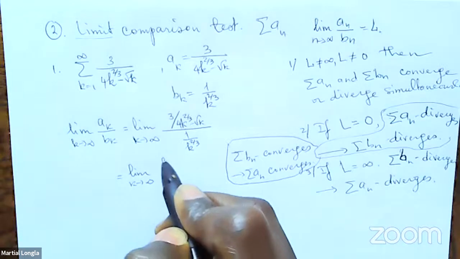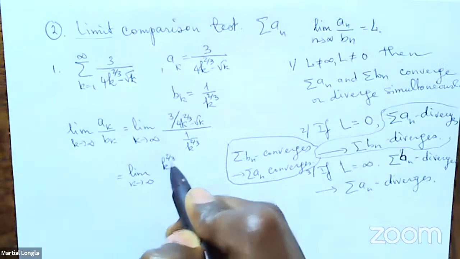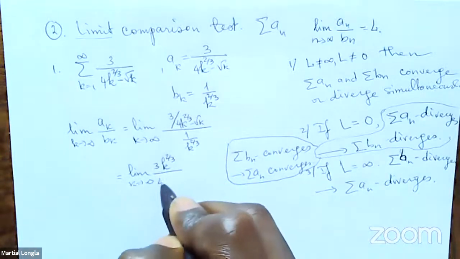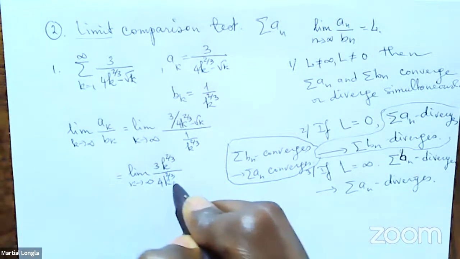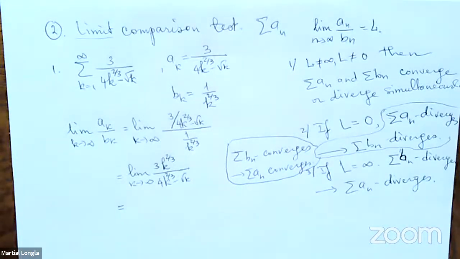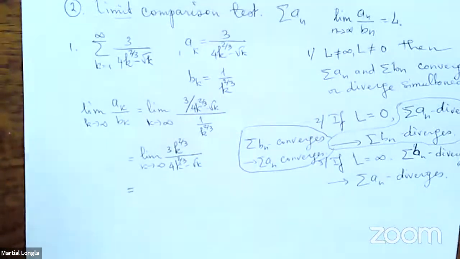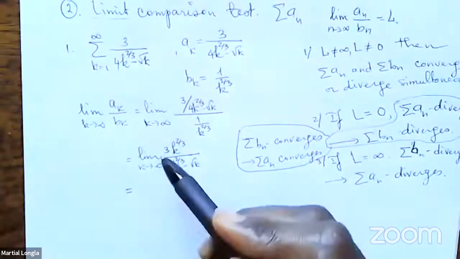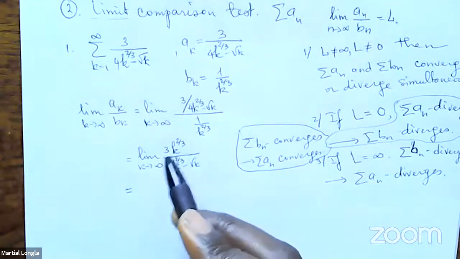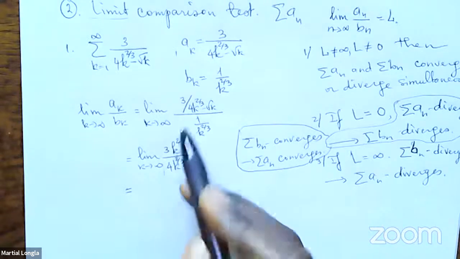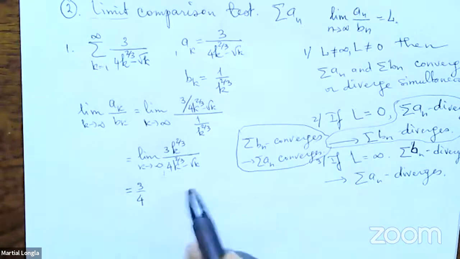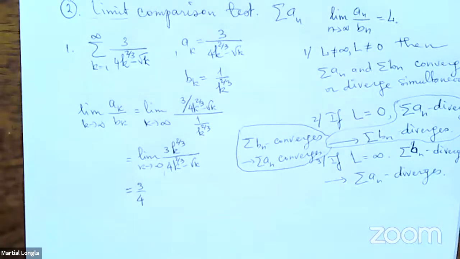That is k^(2/3) times 3 over 4k^(2/3) minus square root of k, so 3k^(2/3) divided by 4k^(2/3) minus square root of k. For this limit, it's powers of k, so you take the ratio of the highest powers of k for the top and the bottom. That is 3k^(2/3) over 4k^(2/3), and it gives you 3/4. That's not 0 and it's not infinity.